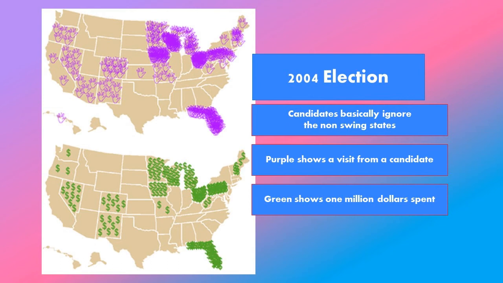Now, I'm a Tennessean. I sure would like to be involved in the presidential election, and there was not one visit from a candidate, and there was not a lot of money spent here. So most of the states end up ignored because of the Electoral College. So how can we change this?